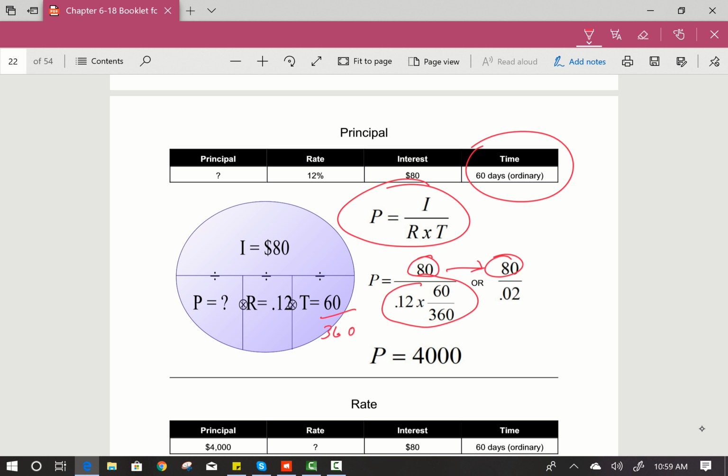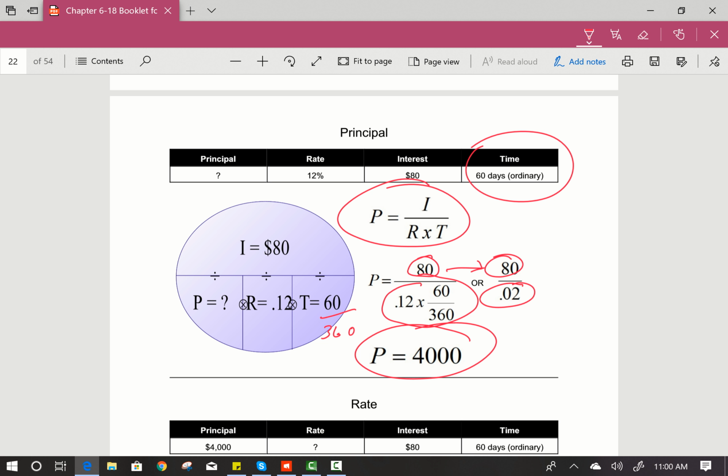But I want to calculate this next part. I'm going to enter on my calculator 0.12 times 60 divided by 360. That's the rate times the time, and that will equal 0.02. Clear the calculator. Now I'm going to enter 80 divided by 0.02, and that will give me $4,000.